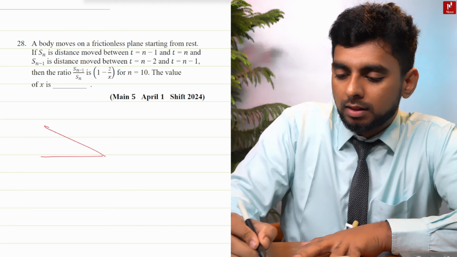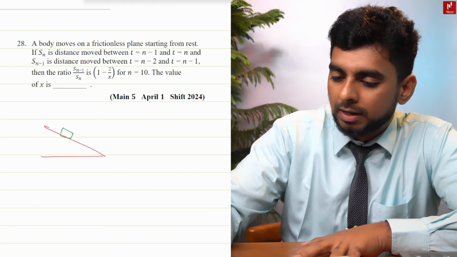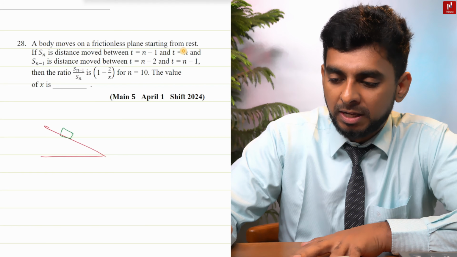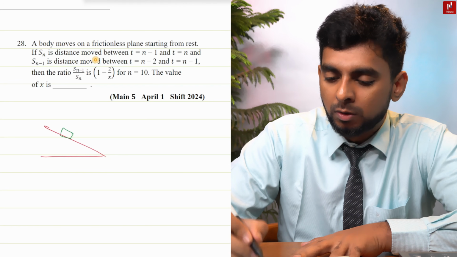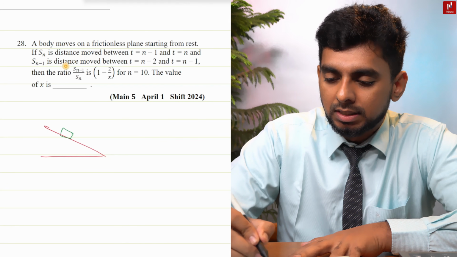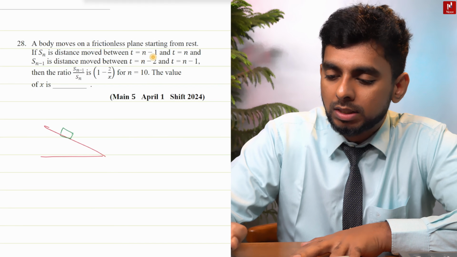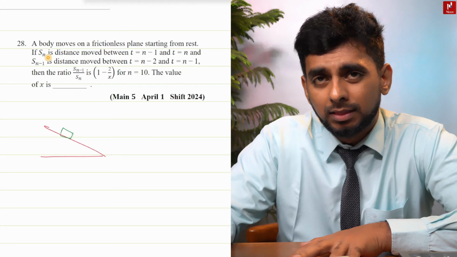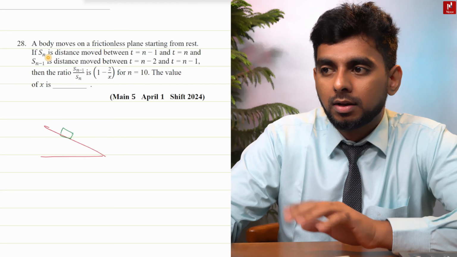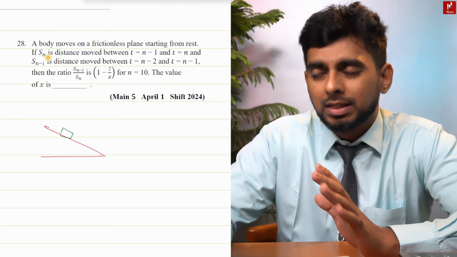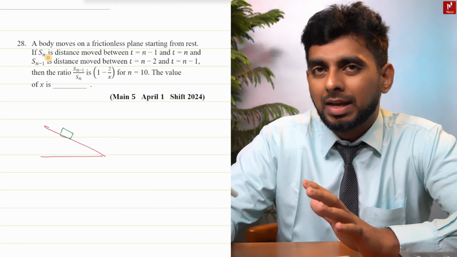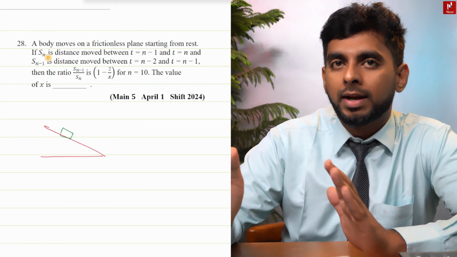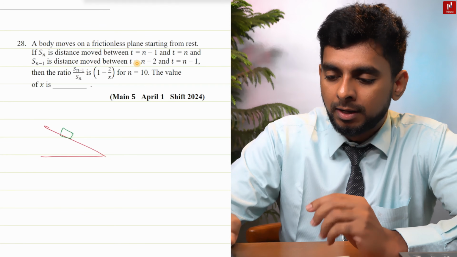So you have a plane, and there is a block that's going to slide on this plane. By the way, that plane is frictionless. Your body moves on a frictionless plane starting from rest. Initially, it was at rest. If Sn is the distance moved between time t equals n minus 1 to n. Okay, so Sn is the distance traveled in the nth second. If it was S8, in that 8th second, how far it has traveled. The 8th second means the distance traveled between the time interval of 7 to 8. That's what they have given you clearly.